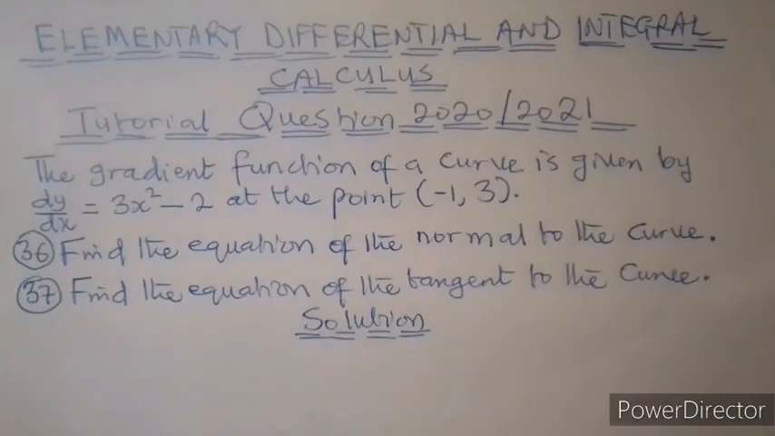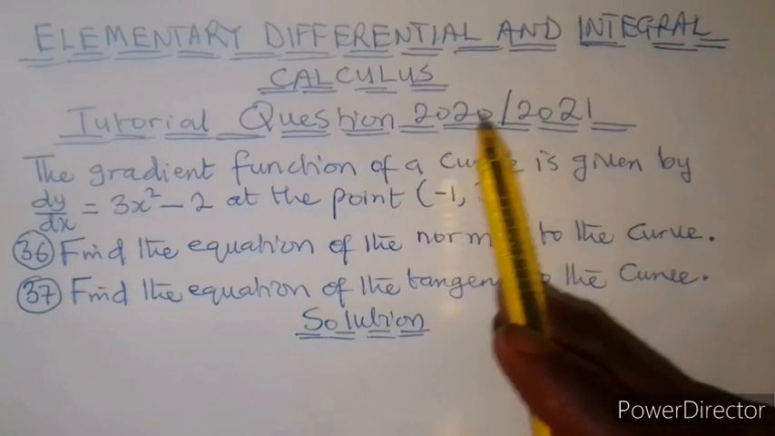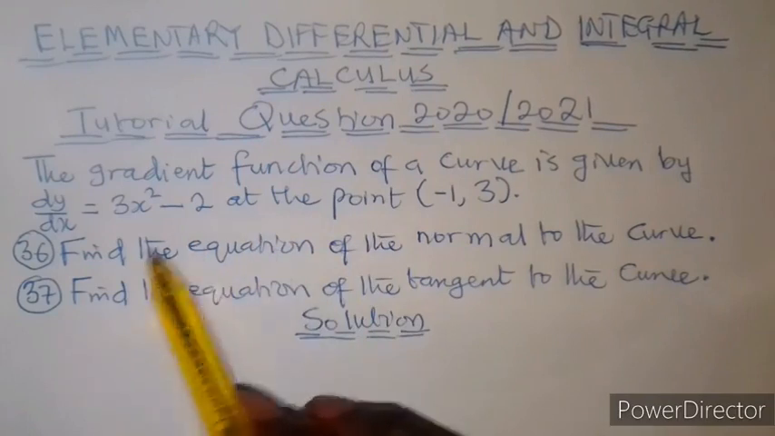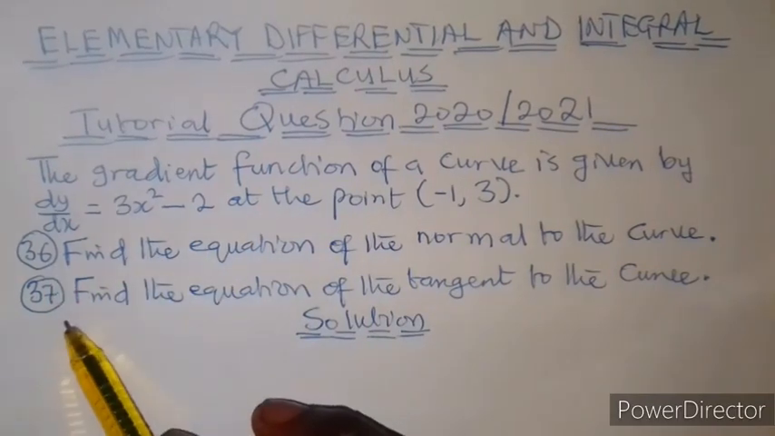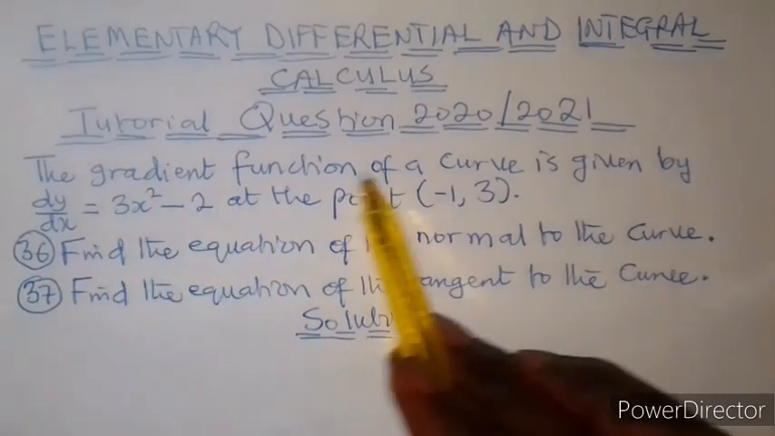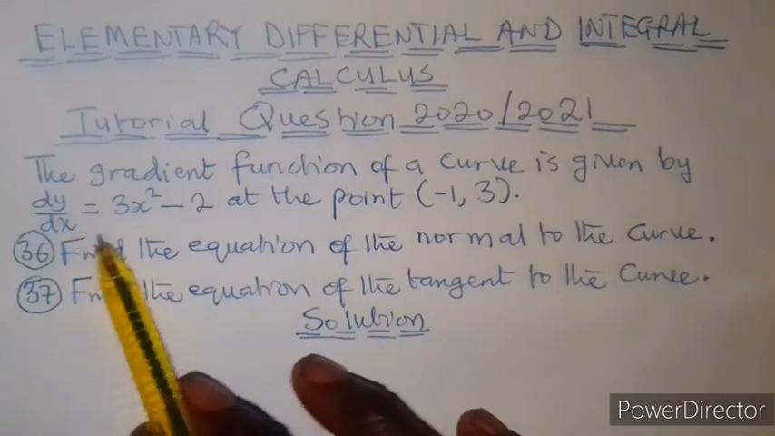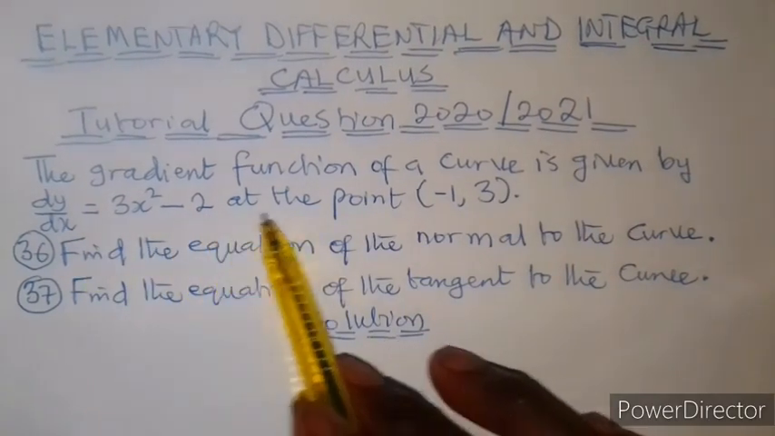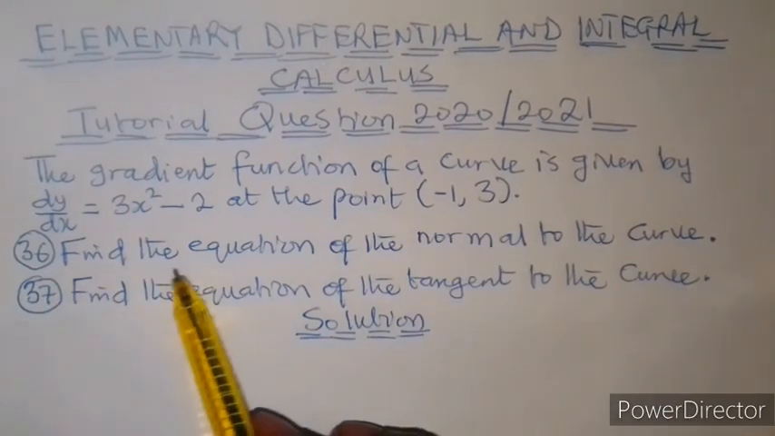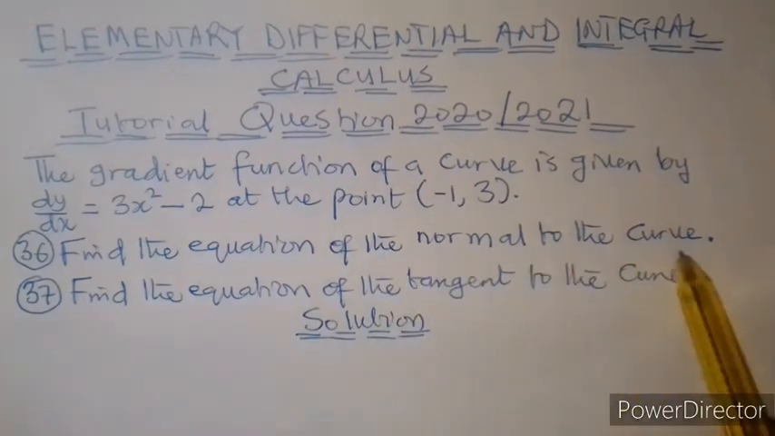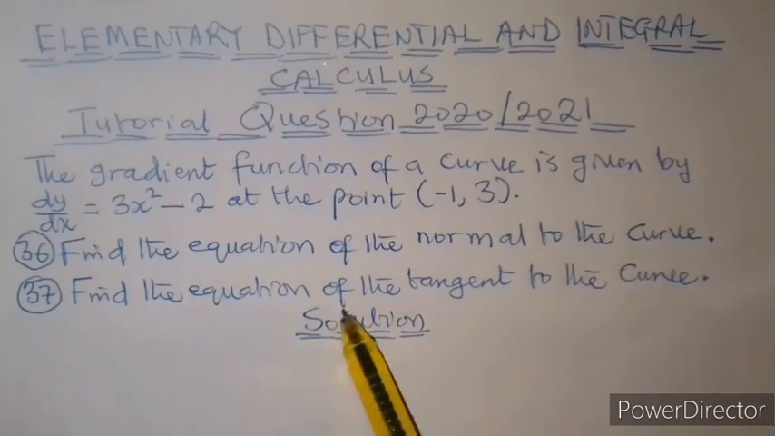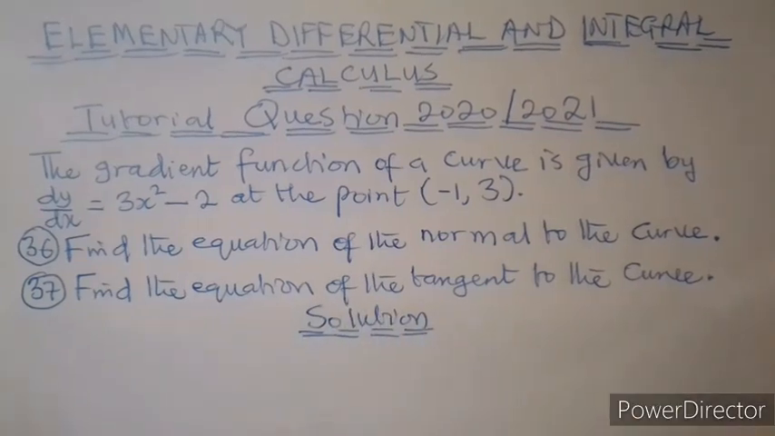In our lesson today, we are still continuing with elementary differential and integral calculus. And in this tutorial question, we are going to look at question 36 and 37. Now, the instruction to solve question 36 and 37 reads: the gradient function of a curve is given by dy/dx equals 3x squared minus 2 at the point (-1, 3). Then in question 36, it says find the equation of the normal to the curve. Then question 37, find the equation of the tangent to the curve.